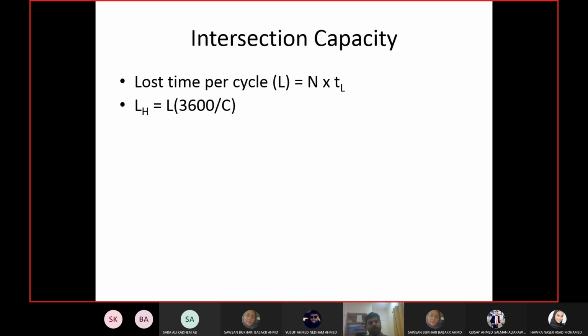So this is the number of cycles in 1 hour. Lost time in one cycle multiplied by number of cycles in 1 hour gives you lost time of the hour. Then you subtract: 3600 minus LH, where 3600 is the total time of the hour and LH is the total lost time in the hour, to get the total effective green time in the hour. Whatever is remaining is the effective green time of the hour.